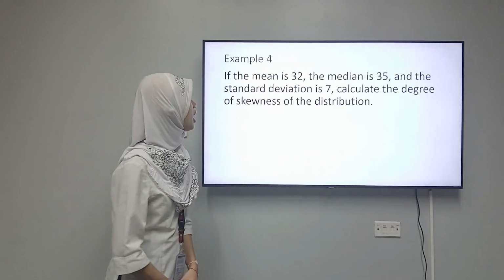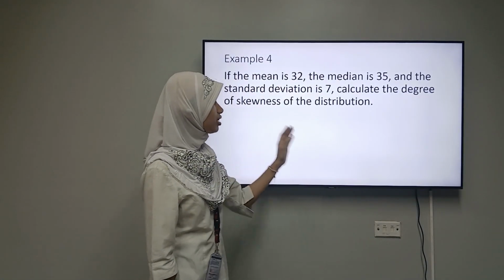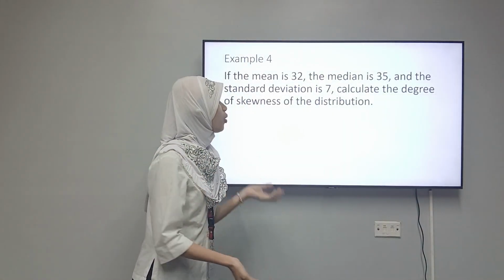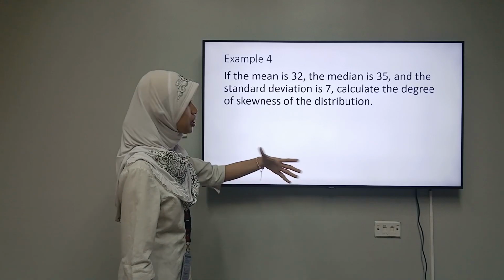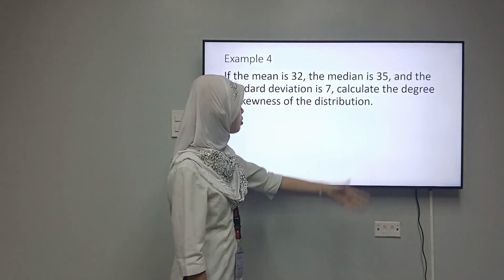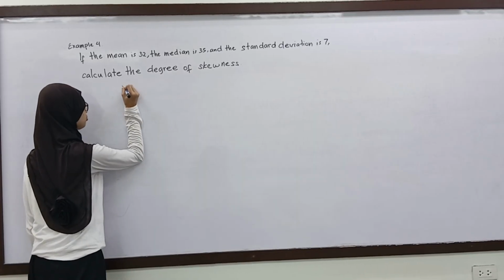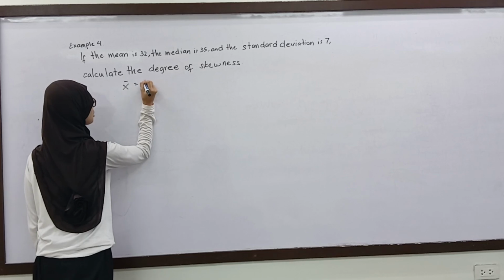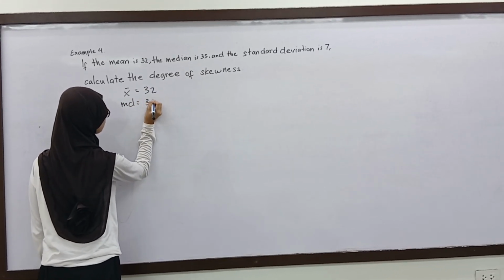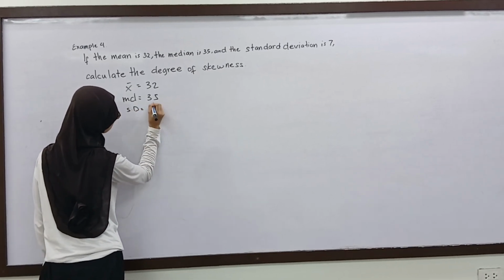Example number 4. If the mean is 32, the median is 35, and the standard deviation is 7, calculate the degree of skewness of the distribution. In here, the mean is already given, which is 32. The standard deviation is 7. The median is 35. So we're going to find directly the skewness. The mean is equal to 32, the median is equal to 35, the standard deviation is equal to 7.